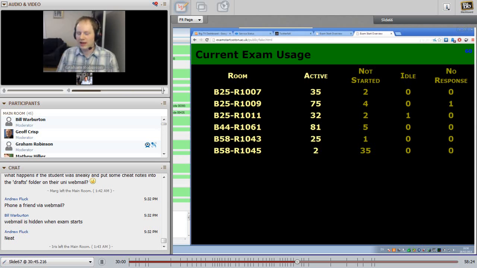And no response means that despite the fact that EXAMSTART pings back every minute or two, to say that the person is still there, after 3 minutes, if it hasn't received a ping, then it comes up as no response. So that generally happens if someone has just shut down the program.